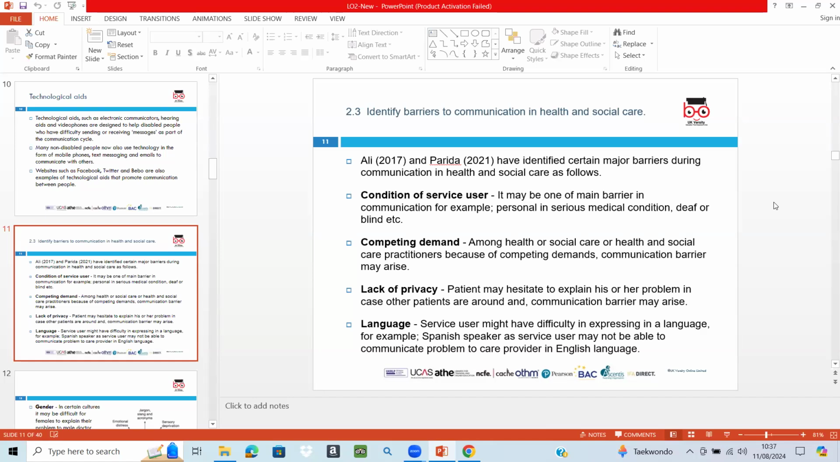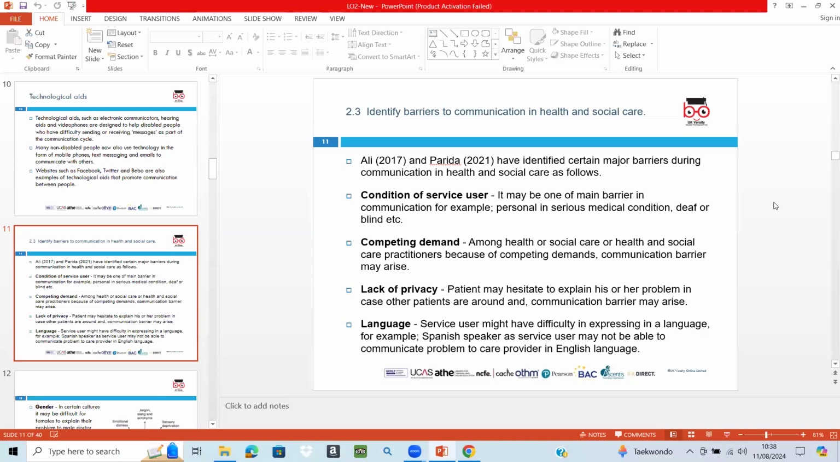The service user's physical or mental condition can be a major barrier. As an example, a service user with severe anxiety might find it difficult to focus on what the healthcare provider is saying. In such cases, it's important to approach the service user with empathy and perhaps break the information into smaller, more manageable parts.